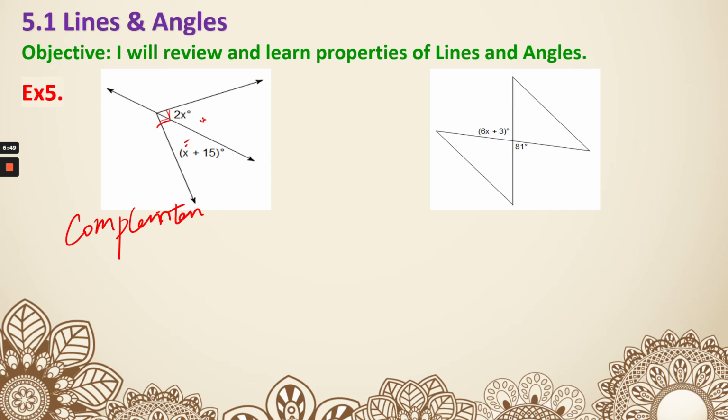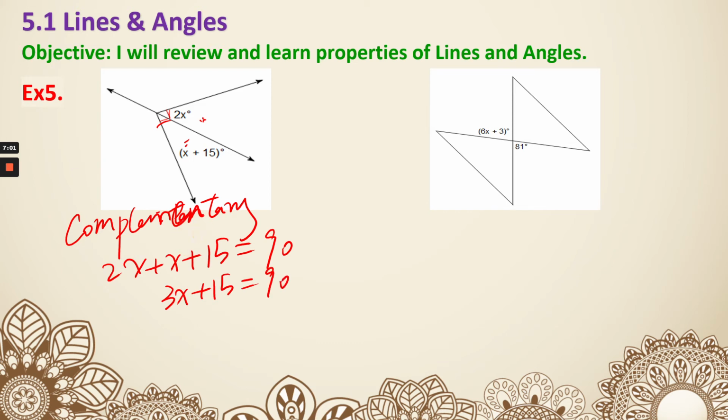Next, example 6. They are sharing just one point and they're facing each other, so they are vertical angles. That means they are equal to each other. So 6x equals 78. X equals 13.